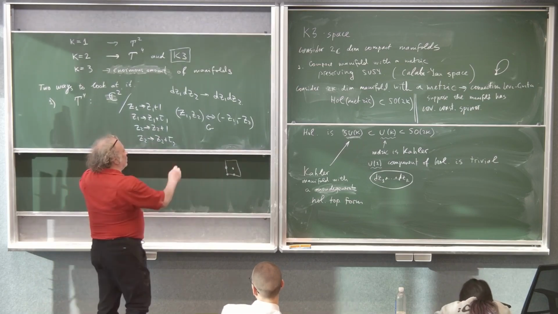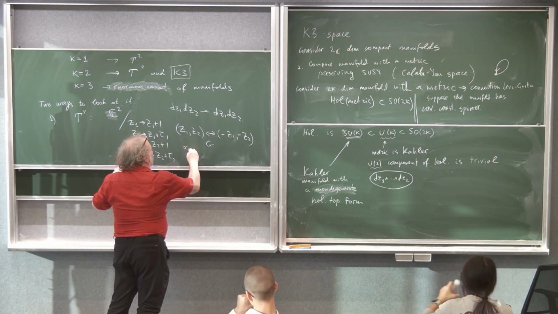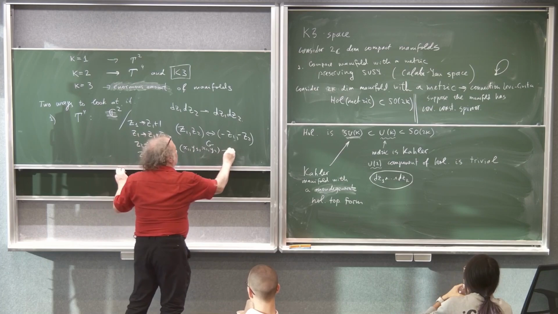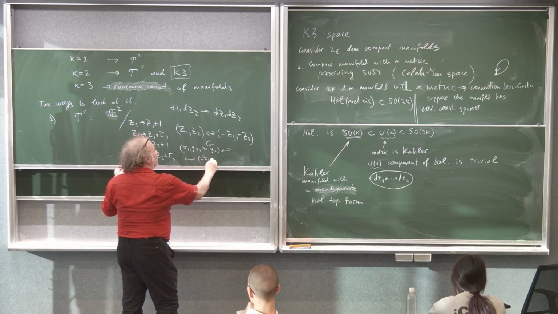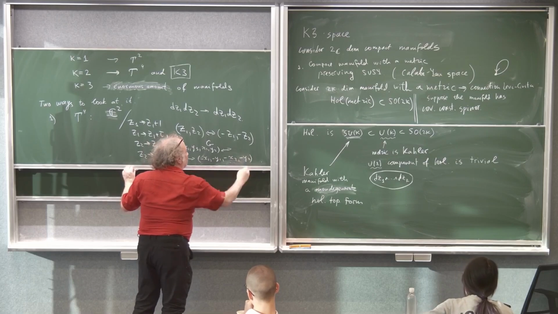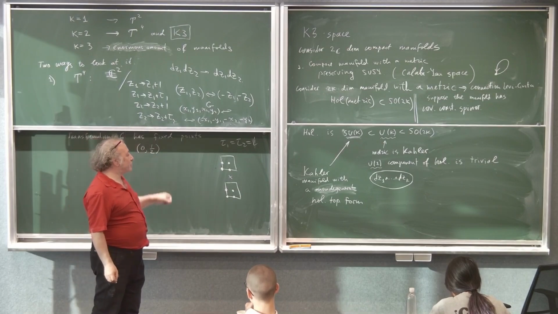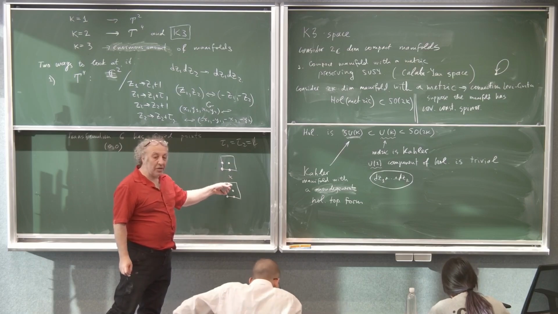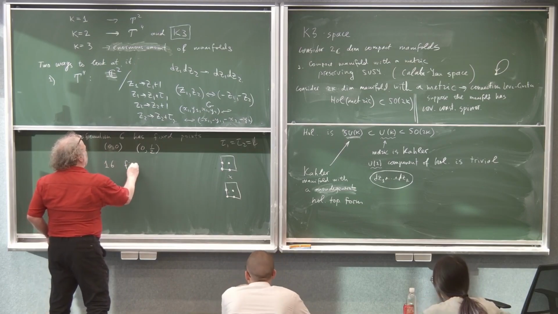This actually means that the point with coordinates x1, y1, x2, y2 goes to the point with coordinates minus x1, minus y1, minus x2, minus y2. So you have 4 times 4, you have 16 fixed points.